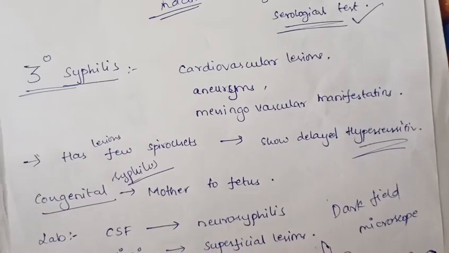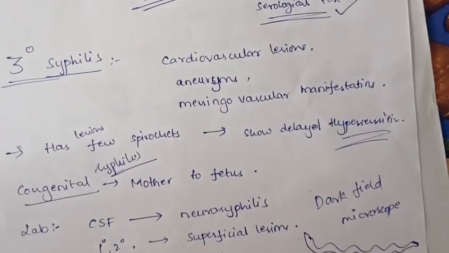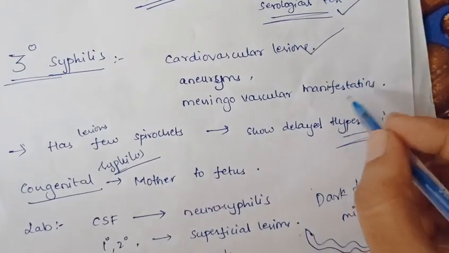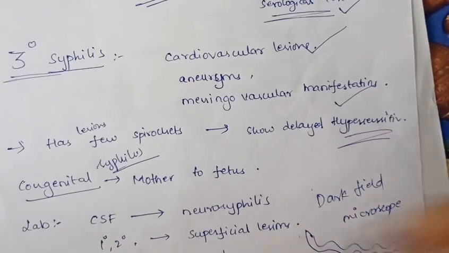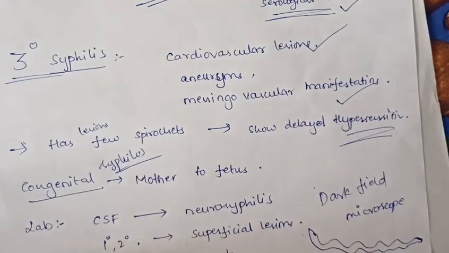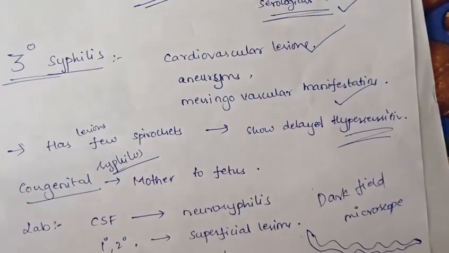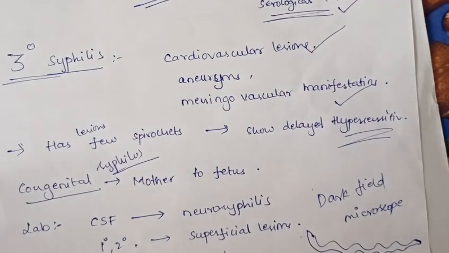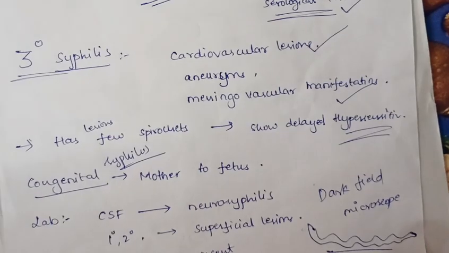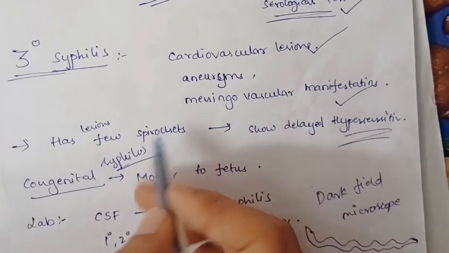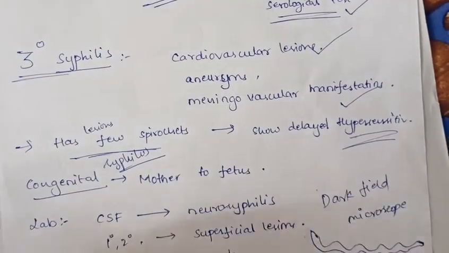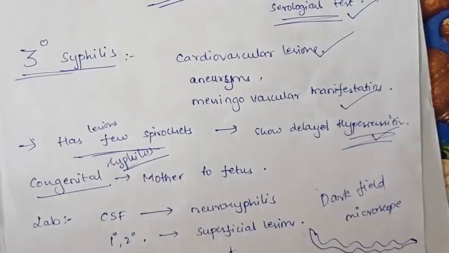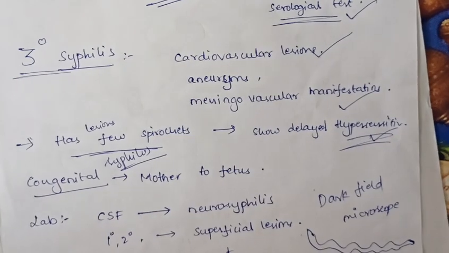Coming to tertiary syphilis, it mainly includes cardiovascular lesions, meningovascular manifestations, etc. It means that in tertiary syphilis the infection is getting more and more severe, and has very few spirochetes in the body, and the body shows delayed type hypersensitivity.